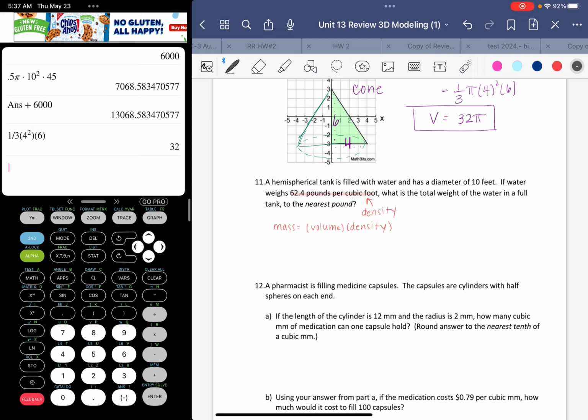Right? And they said it was a hemisphere. It kind of looks like a dome. And they said that the diameter of that hemisphere was 10. So if the diameter is 10, then that means our radius is 5. Okay, so we're going to look up the volume formula for a sphere on the reference sheet. That's 4/3 pi r cubed. We only want a hemisphere, so we're going to multiply that by 0.5.